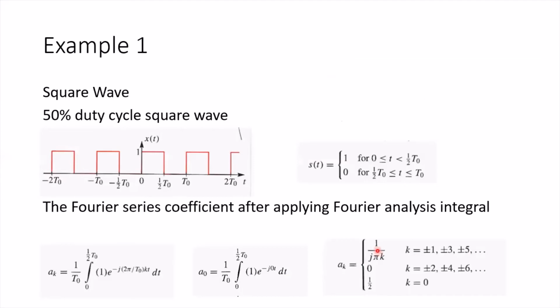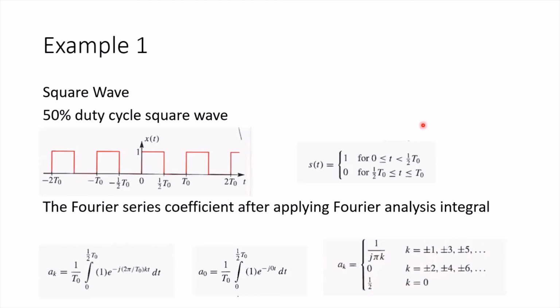This AK is 1 over j pi for k is equal to 1, 3, 5, 7, and so on, and 0 for 2, 4, 6, and so on. It means this complex amplitude is 0 for the even harmonics and non-zero for the odd harmonics, and 1 by 2 at k is equal to 0.